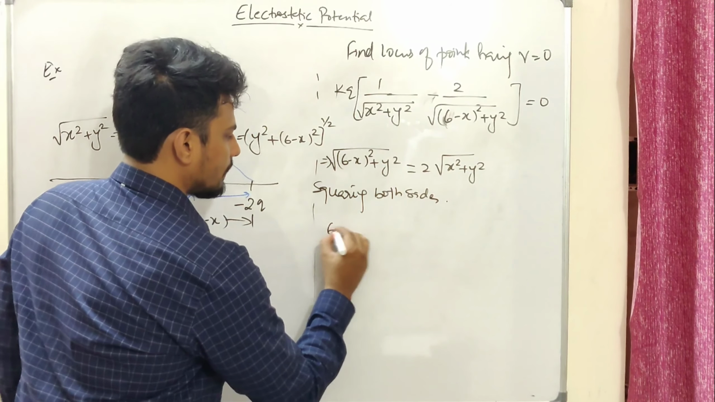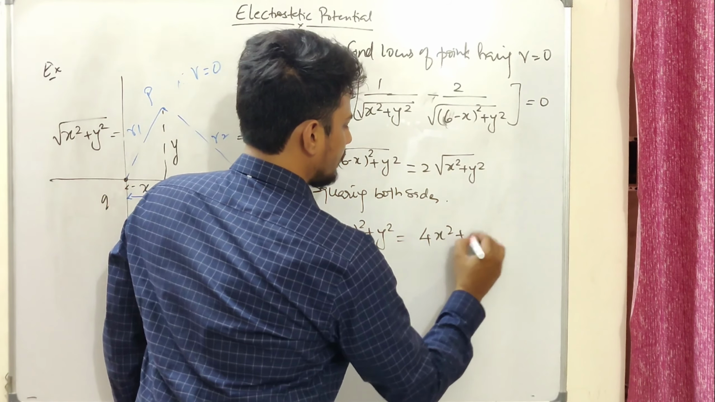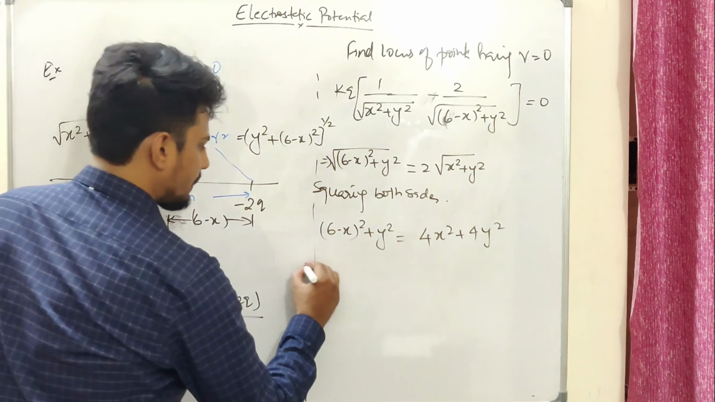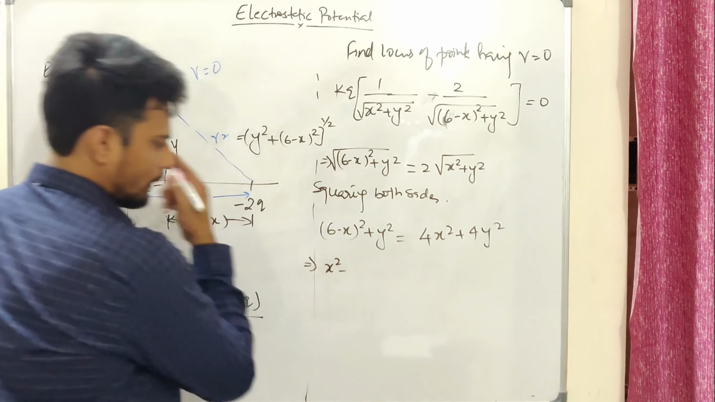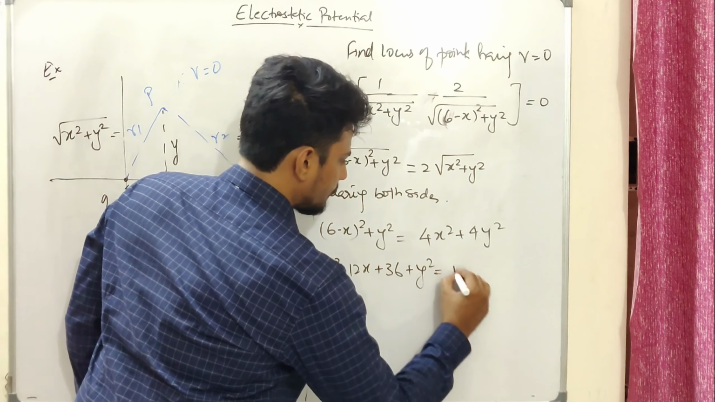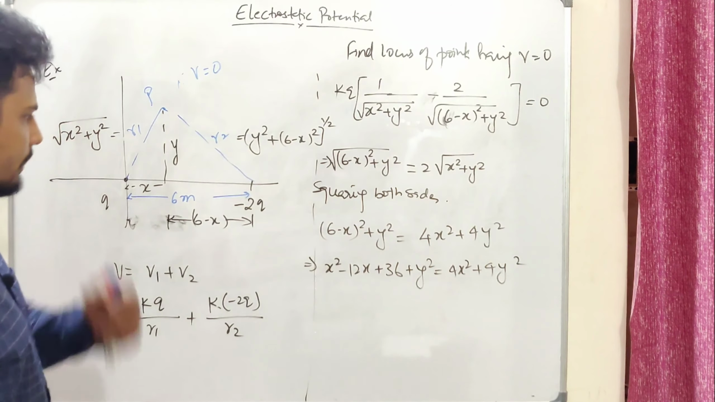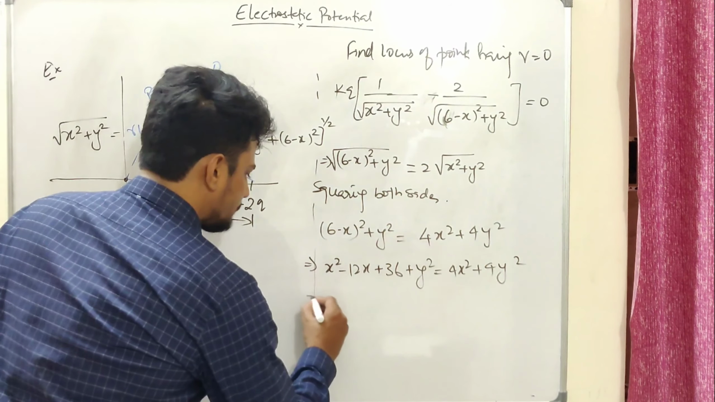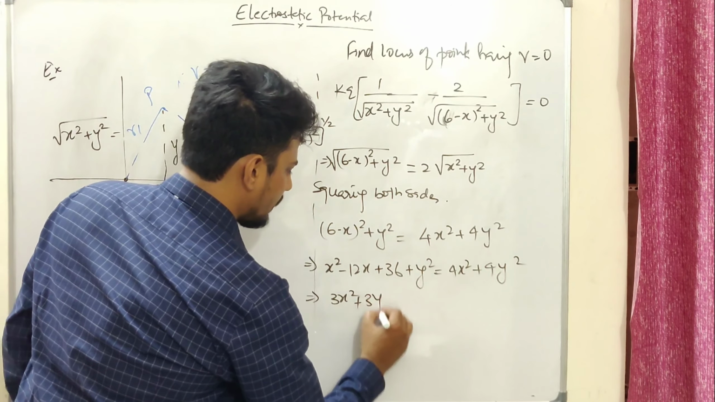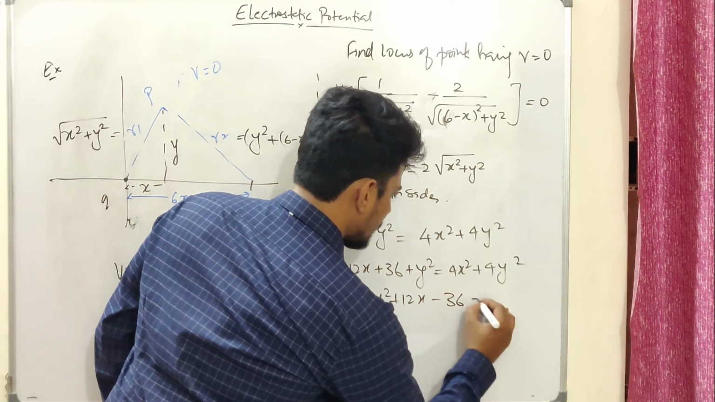I'm going to be having (6 minus x) whole square plus y square equals 4x square plus 4y square. Easy. Simple as that. Let us open this bracket. This is going to be how much? Well, I'll be having 36 minus 12x plus x square plus y square equals 4x square plus 4y square. Okay, let us put them on one side. I'll be having 3x square, taken that side, 3y square plus 12x minus 36 should be 0.